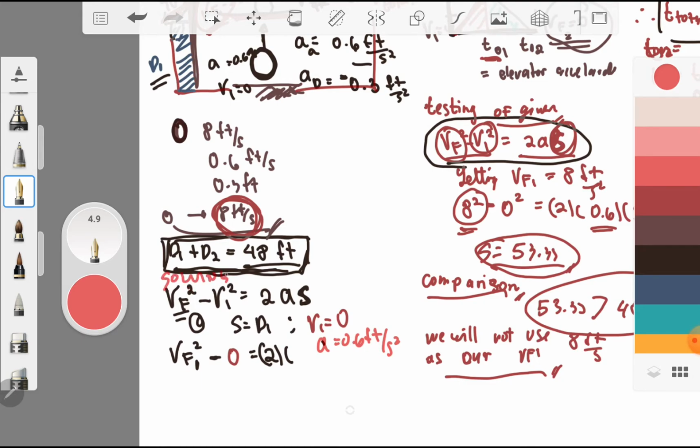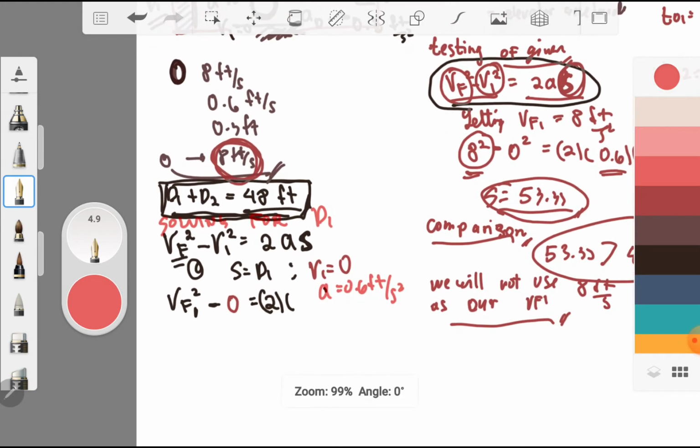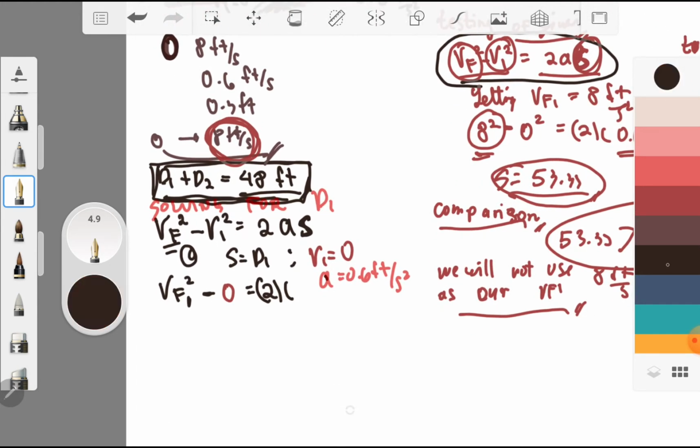Solving for D1. Okay, so we'll have a value equal to 0.6 feet per second squared multiplied by our D1. Okay, so we'll have our D1 is simply equal to VF1 squared all over 2 multiplied by 0.6 is equal to 1.2.